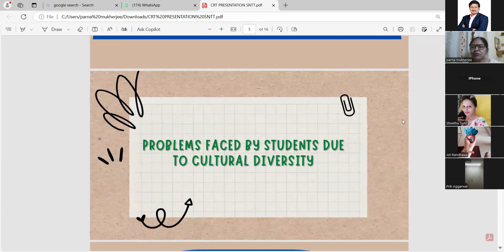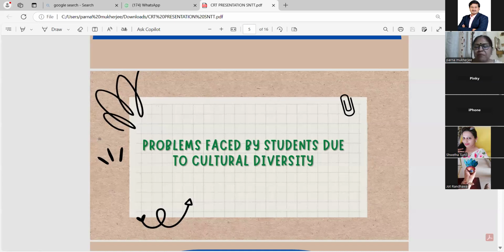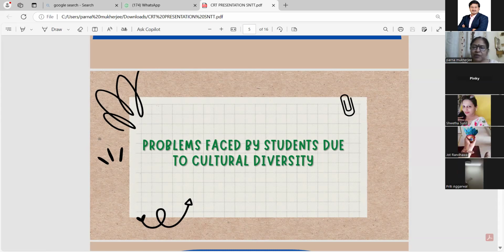Could I know from any one of you what could be the difficulty? Any one of you can respond? Language difficulty? Yes, most important is language difficulty. Anything else? Any other point? Difficulty in getting used to the atmosphere of the new place, the new environment. Yes, ma'am. Absolutely right.